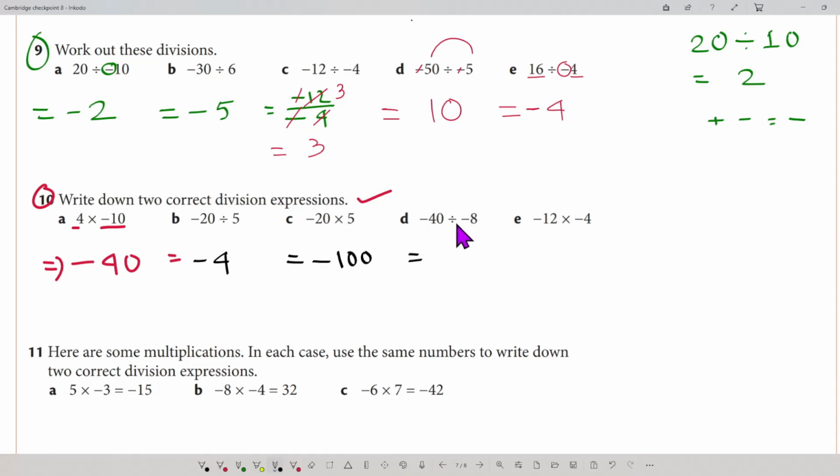Minus 40 divide minus 8, so first minus and minus, once you divide, will become plus. 40 divide 8 should be 5, so our answer is 5. Again, minus 12 and minus 4, minus and minus, once you multiply, will be plus.